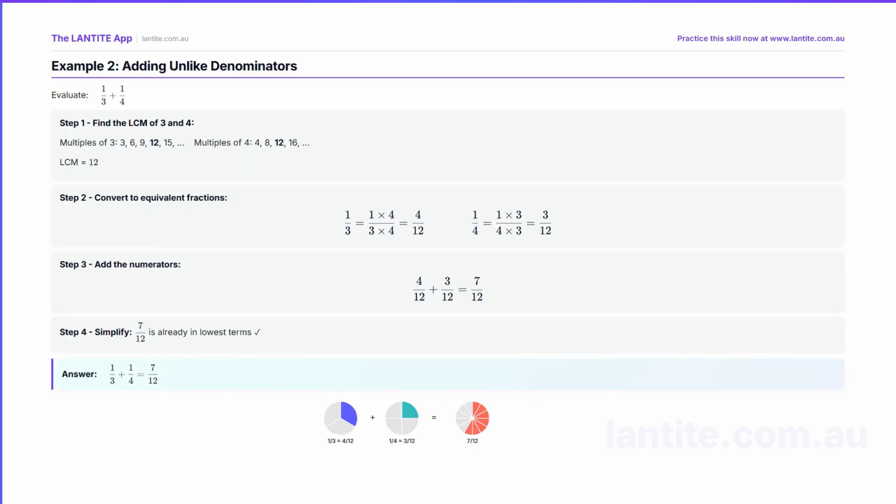Let us add 1/3 plus 1/4. Step 1. Find the LCM of 3 and 4. Listing multiples, we find the LCM is 12. Step 2. Convert each fraction. 1/3 becomes 4/12. Multiply top and bottom by 4. 1/4 becomes 3/12. Multiply top and bottom by 3. Step 3. Add the numerators. 4 plus 3 is 7 over 12. Step 4. Check if it simplifies. 7 and 12 share no common factors, so 7/12 is our final answer. The pie chart on screen shows this visually.